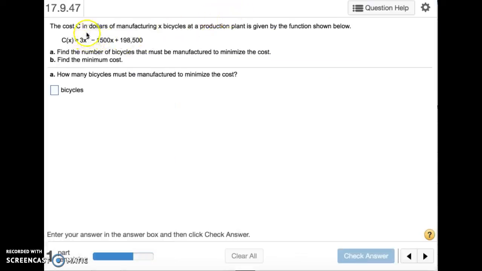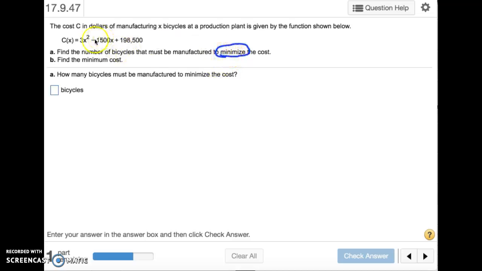In this video, we will look at a modeling example using a quadratic equation. It says the cost C in dollars of manufacturing X bicycles at a production plant is given by this quadratic equation. We are asked to find the number of bicycles that must be manufactured to minimize the cost. And whenever I see minimize or maximize, that's a clue that I'm going to be trying to find that vertex.